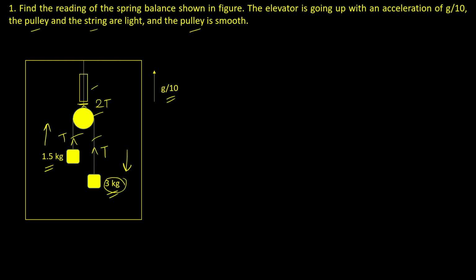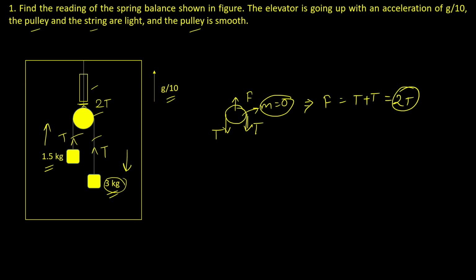Why? Because in this case, this pulley is the system. This pulley is the system. And let me show the forces on this pulley. We have already identified the system, step 1. Now we need to locate the forces. So this is T, this is T, and this will be, say, F. Then this pulley is massless, that is M is equal to 0. So F must be equal to T plus T, that is equal to 2T. So we need to find this T, then we need to multiply this T with 2 to get the answer, and that is what the spring balance will show. So we have set up the question.